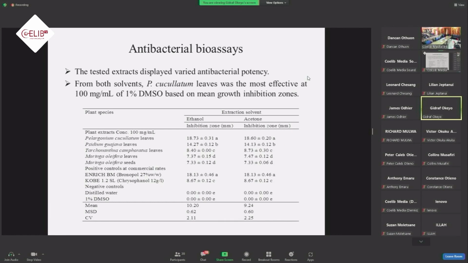When you look at the analyzed results, we find that Pelargonium cucullatum leaves worked well, followed by guava, and Pelargonium even worked better than the already registered compounds in the market, that is Enrich, which is a conventional pesticide, and Kobe, which is a botanical pesticide registered in the market.